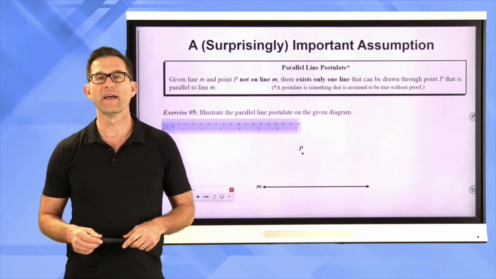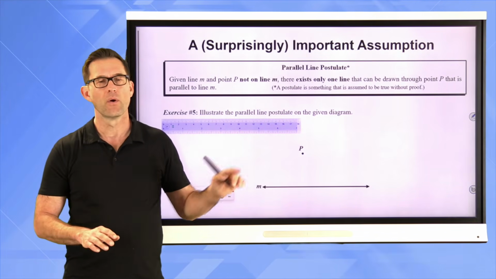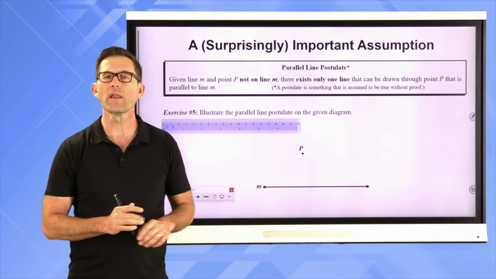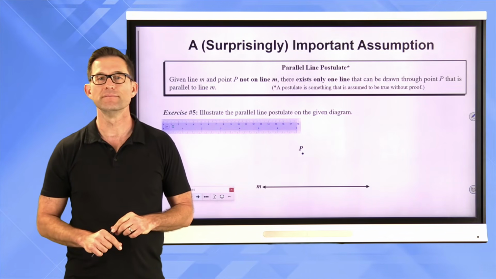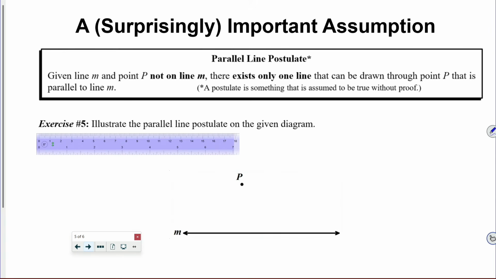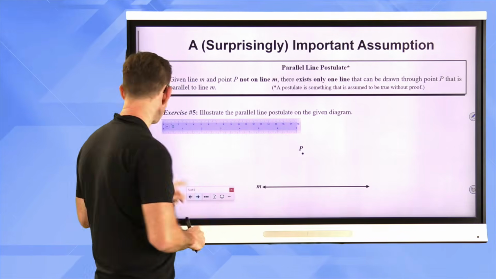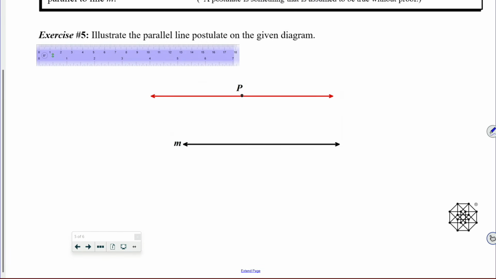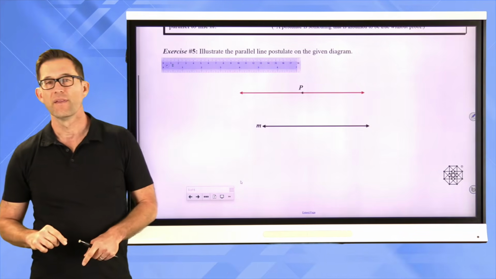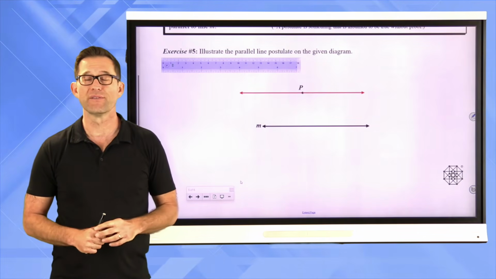Why don't you go ahead and see if you can just sort of eyeball that line. You can use a ruler, or you can just do it by hand. Try to draw a line that passes through P that is parallel to line M. All right, well, this is simple enough for me. I'm not going to use the ruler because line M is a horizontal line, so there it is, right? That is the one and only line that will pass through P and also be parallel to M.